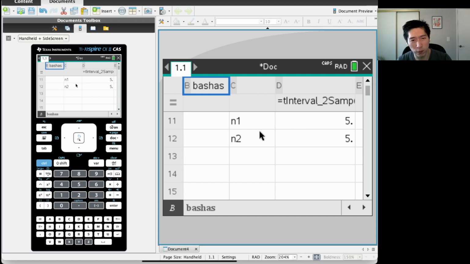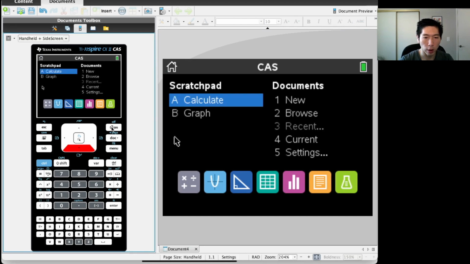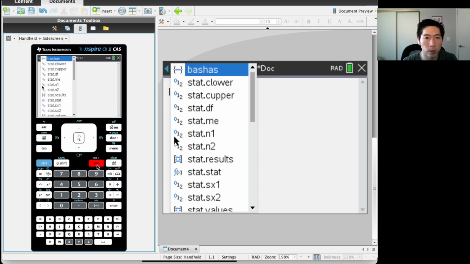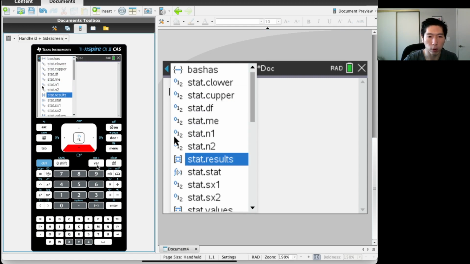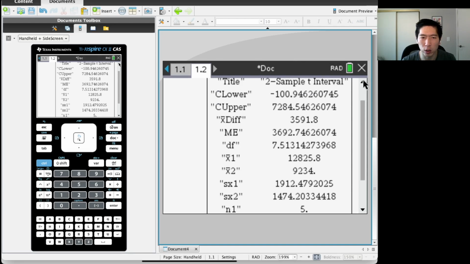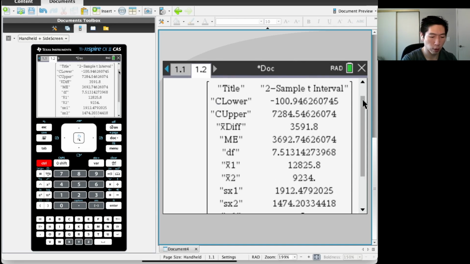A faster way to view all of this data at once is to go to the Calculator app, hit Home, go to the Calculator app. You're going to go to var, and then type in stat.results. If you scroll down, stat.results will just push out everything we just saw on the screen, but it's a little bit easier to see. And we could copy and paste this over.